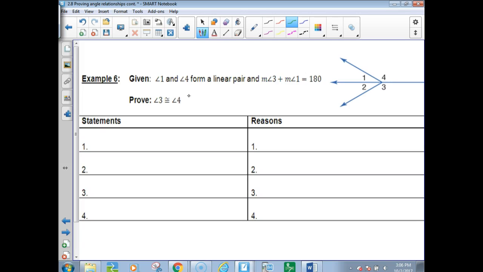All right, let's start the proof. We should go ahead and put all the givens in line 1. Angle 1 and angle 2 form an LP, linear pair. The measure of angle 3 plus the measure of angle 1 equals 180. These were all given.